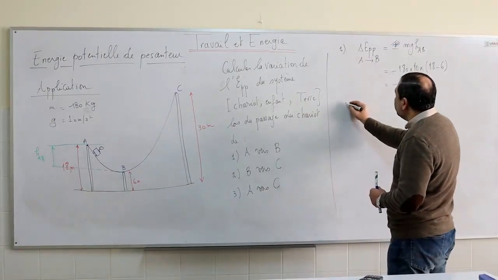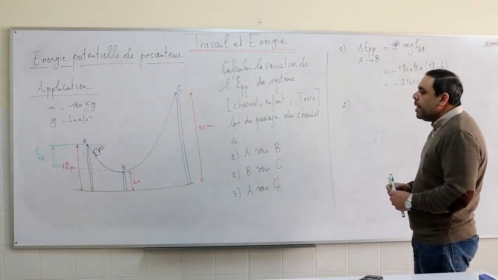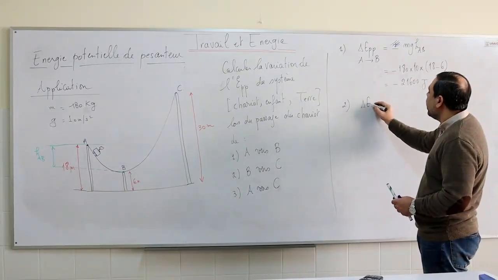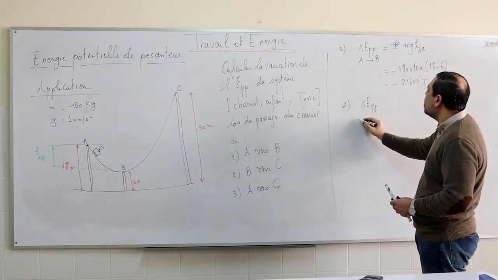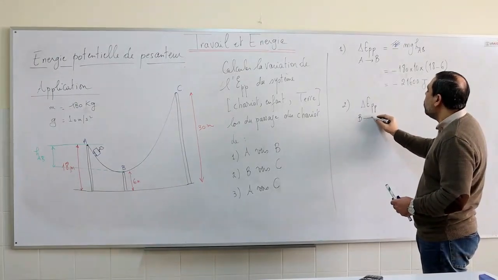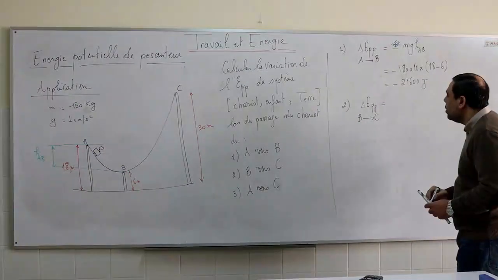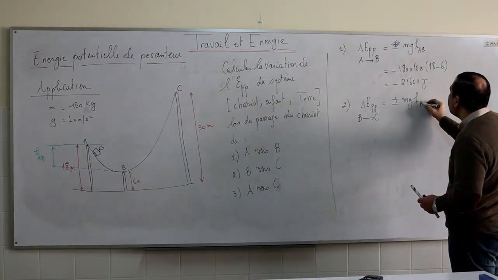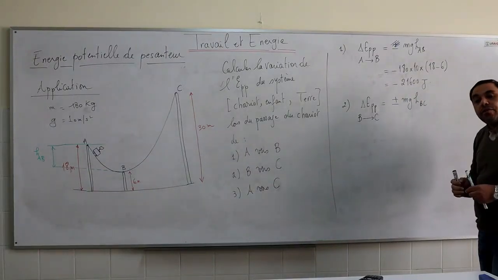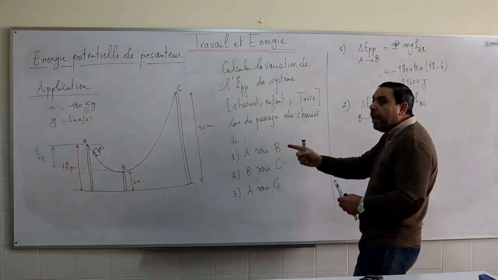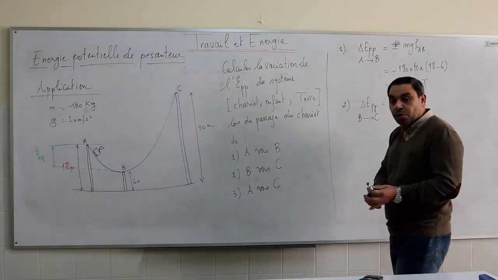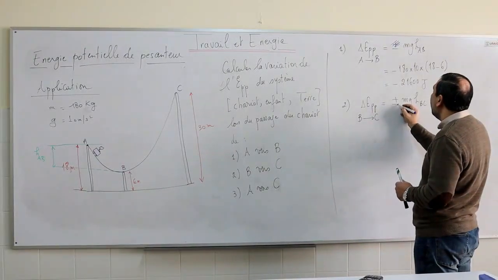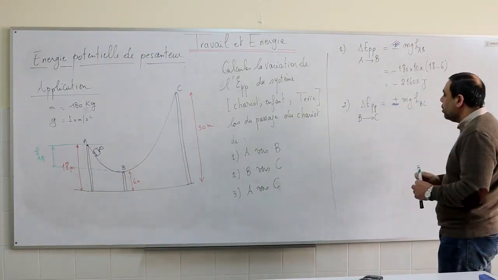In part 2, now the variation in the gravitational potential energy of the system as it moves from B to C. This is equal to plus or minus mgh_BC. During the rise of the cart, the gravitational potential energy of the system increases. This variation between the points is positive.